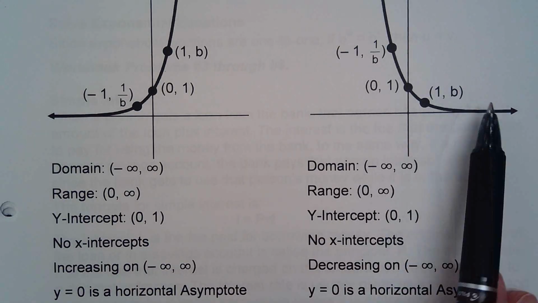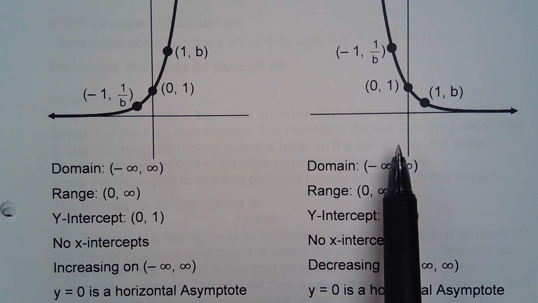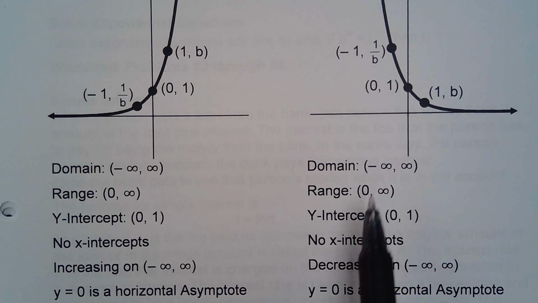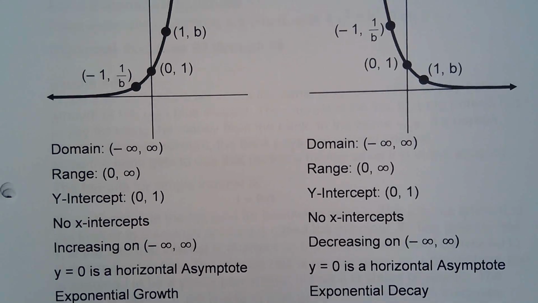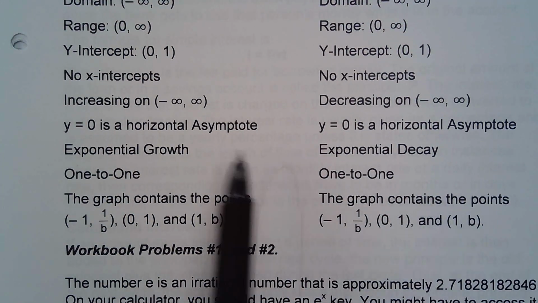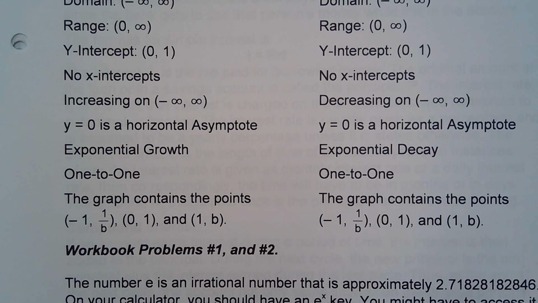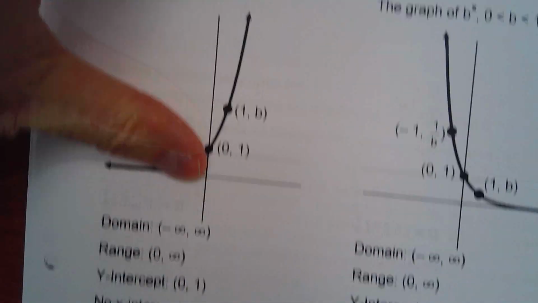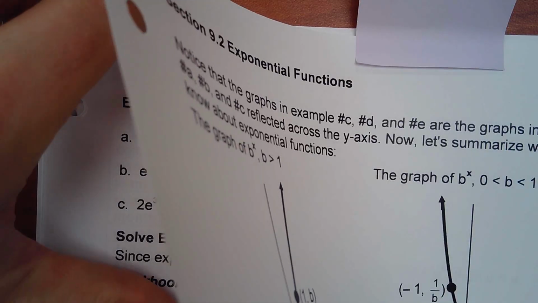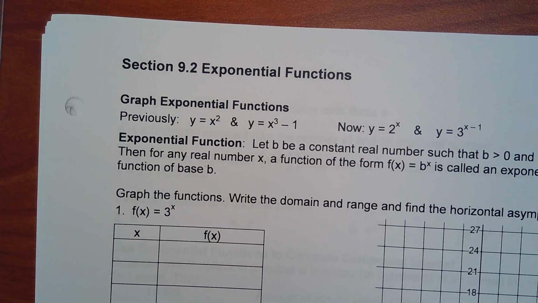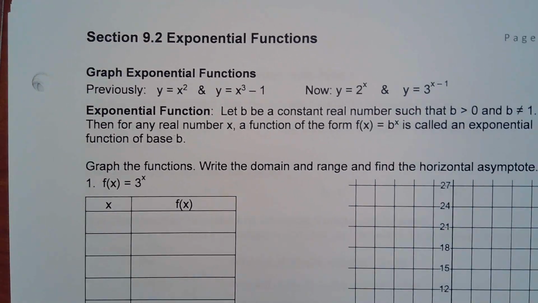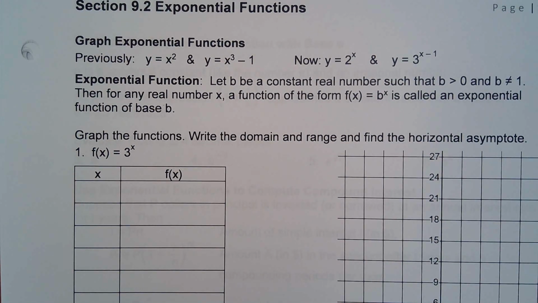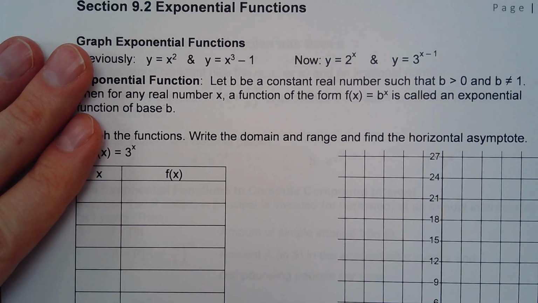Both of these functions are 1 to 1, so we're going to see that they have an inverse function. We'll see that in the next section. And the graph always contains these points, and we already mentioned they have a horizontal asymptote. So let's go ahead and take a look at some workbook problems. So here, we're going to do this manually. I know we did it on the calculator, but we're going to do this manually just so we can practice how it works.